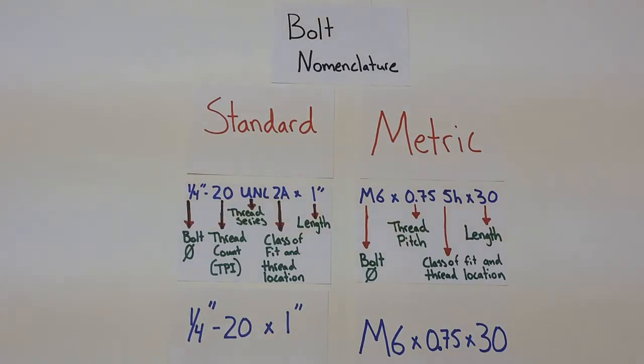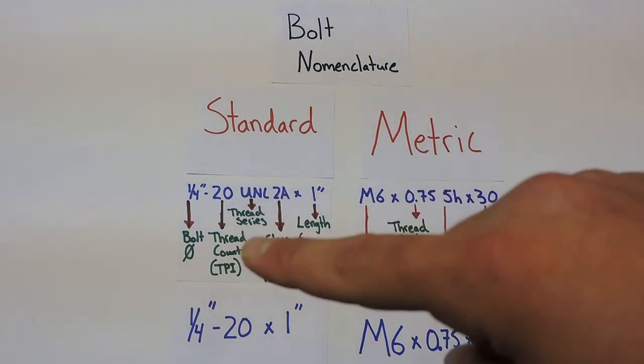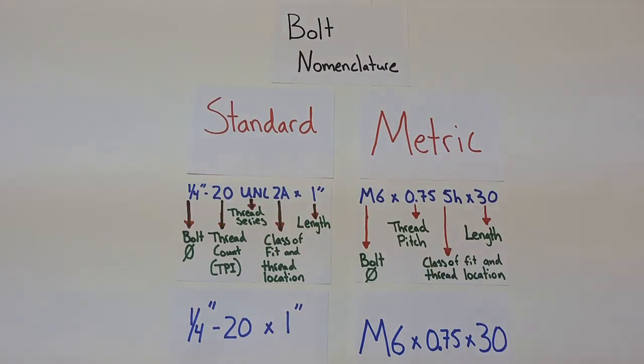The UNC stands for the thread series. UNC stands for Unified National Coarse, and there's also a UNF, which stands for Unified National Fine. This tells you if the thread count for that size bolt is a coarse thread or a fine thread. So in this case, this 1/4 inch -20 is a coarse thread for a 1/4 inch bolt. A fine thread count would be 28 threads per inch.